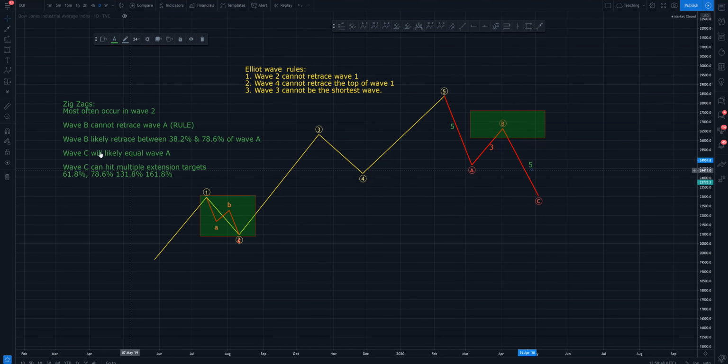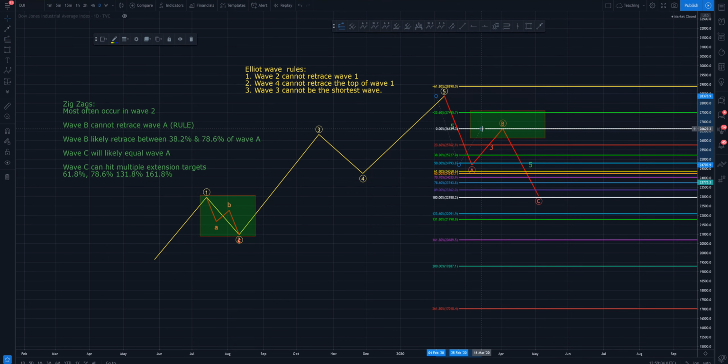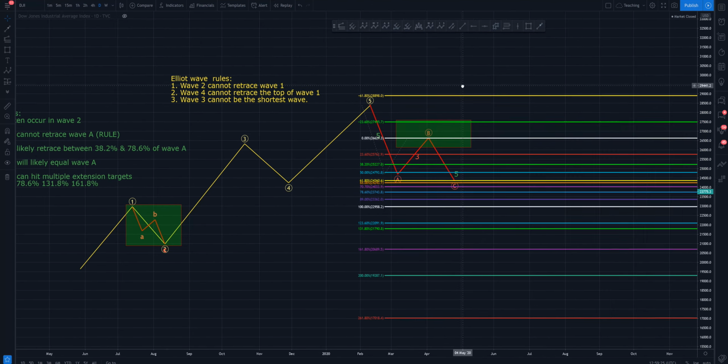Now, wave C can hit multiple extension targets: 61.8, 78.6, 131.8 and 161.8. So let's get our extension tool again. Wave C can finish at the 100% as we've discussed, but it can also finish at the 61.8. It can finish at the 131.8. It can finish at the 161.8. It could finish at the 78.6. Now let's just take the 61.8 for an example.